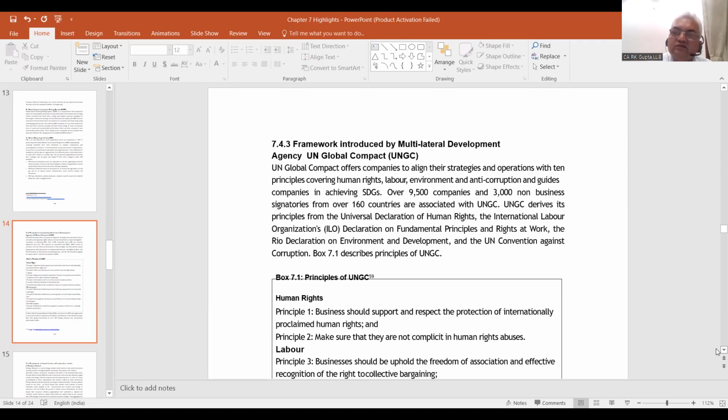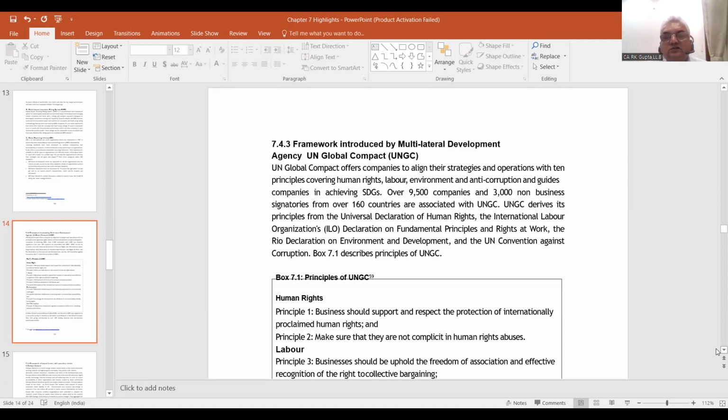Over 9,500 companies and 3,000 non-business signatories from over 160 countries are associated with UNGC. So UNGC derives its principles from the Universal Declaration of Human Rights. ये Universal Declaration of Human Rights से इनके principles आए हैं. The International Labour Organization's Declaration on Fundamental Principles and Rights at Work, the Rio Declaration on Environment and Development, and the UN Convention Against Corruption.